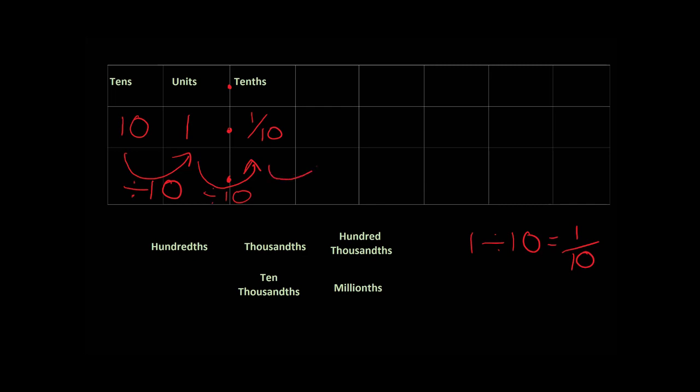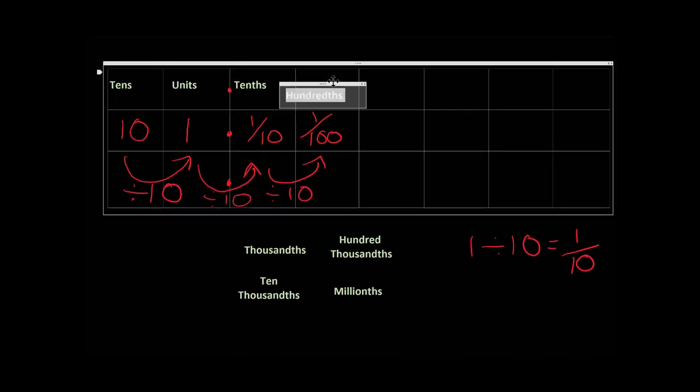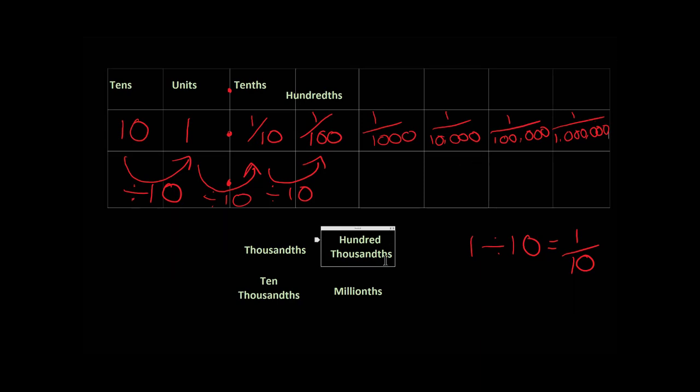So if we then divide the tenths by 10, we're going to get to 1 over 100, our hundredths. And then we keep on going. I'm sure you can see the idea now, so I'll do the numbers first, and then I'll quickly pop in the words to go with that. Now hopefully what you're noticing is that all of these labels on this side of the decimal point have got the TH ending.